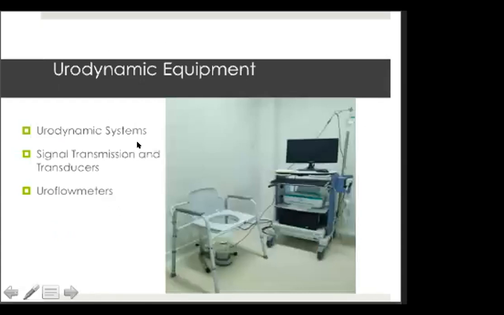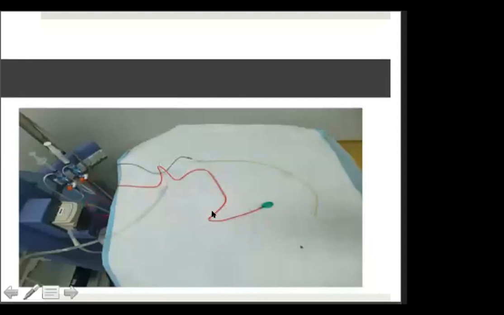So this is the urodynamic equipment. This is the commode. Then this is our machine. These are the transducers. This one is for the urethral catheter. Then this other transducer is the one placed in the rectal area.